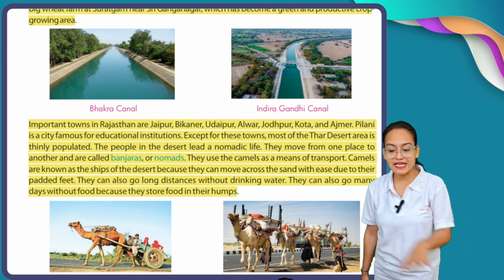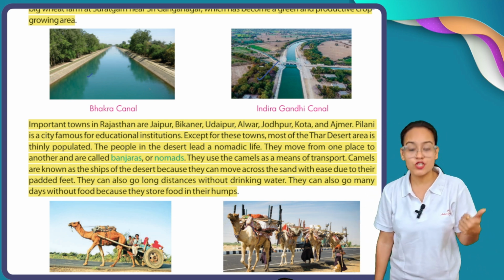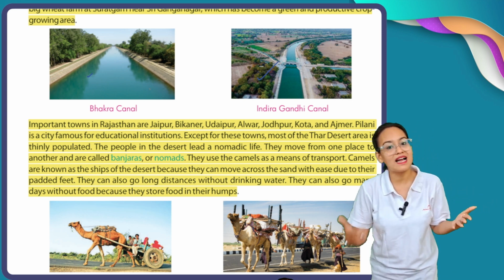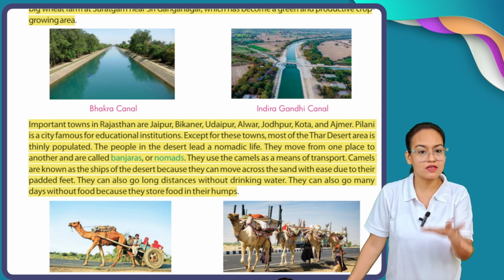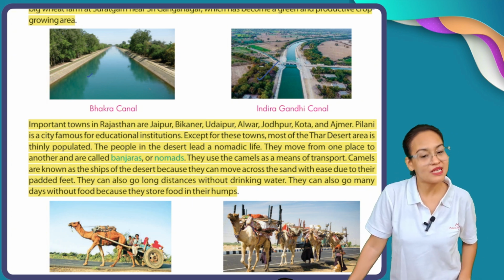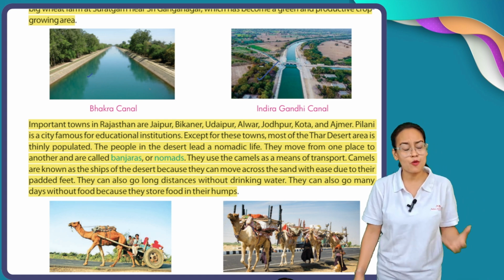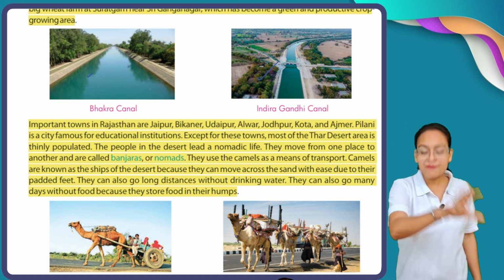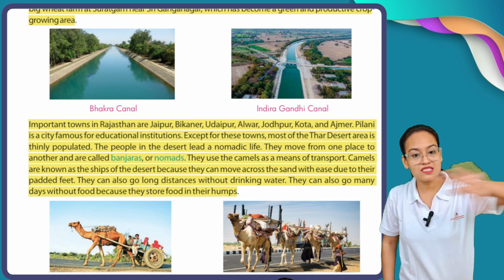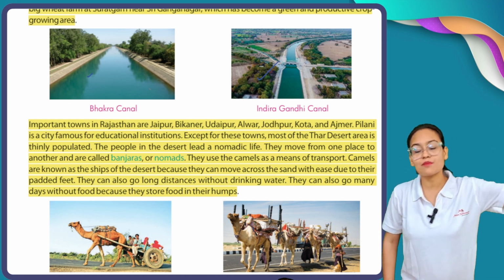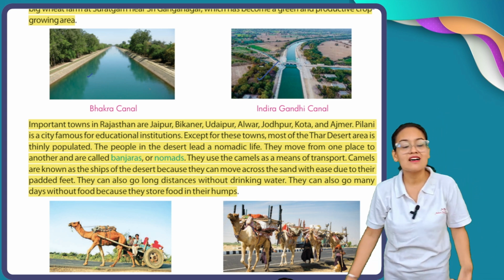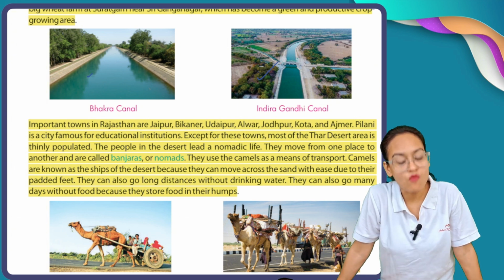Now see, apart from these areas, Jaipur, Bikaner, Udaipur, Alwar, Jodhpur, Kota and Ajmer, most of the Thar desert areas are thinly populated. What does thinly populated mean? The people living in those towns can get water. But apart from these towns, the people living in any other portion of Rajasthan which comes under the Thar desert area face the problem of scarcity of water.